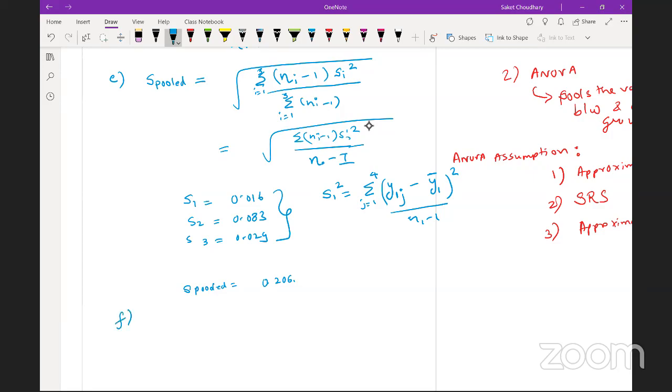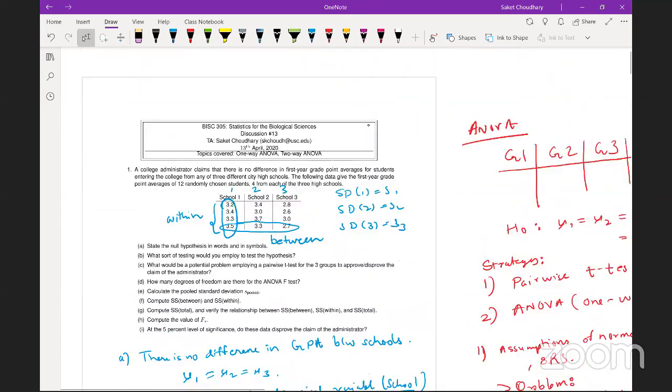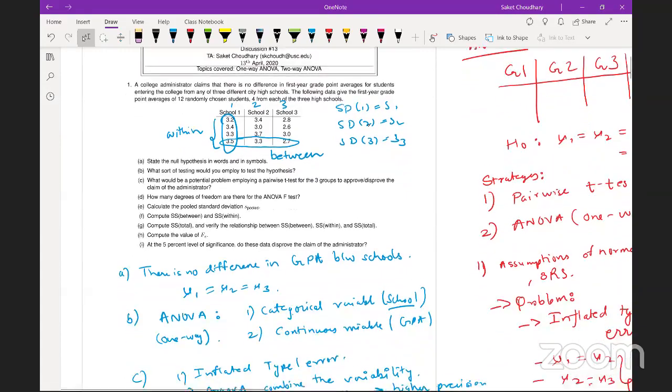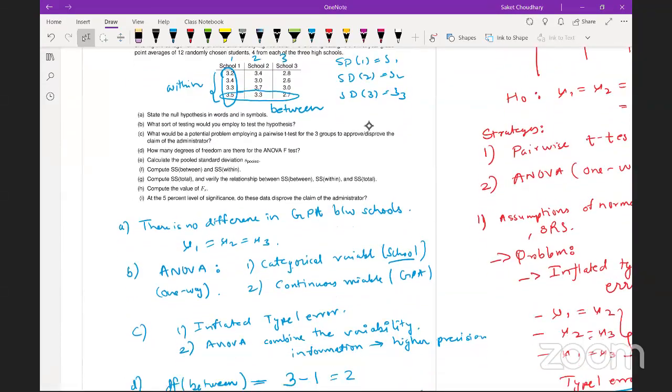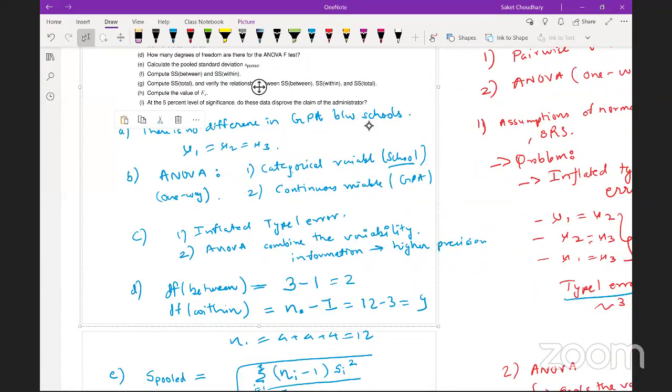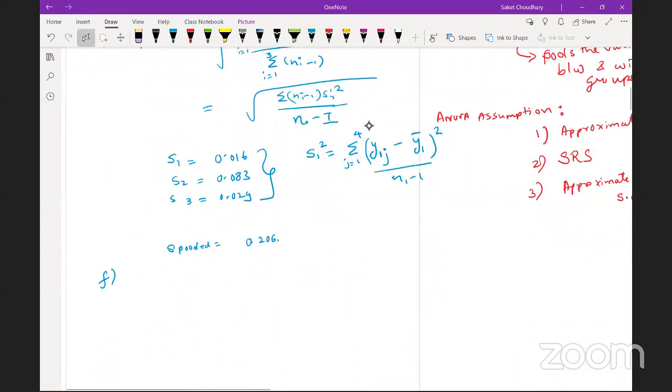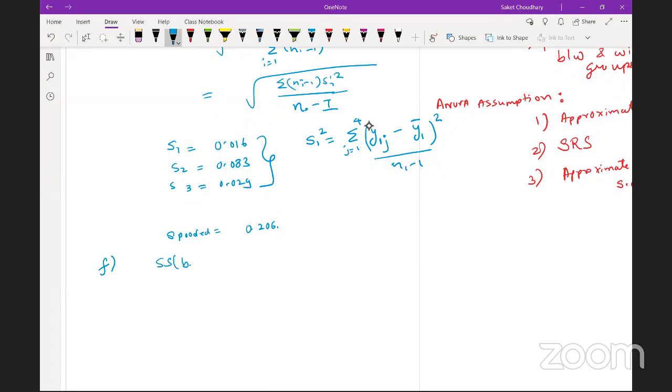Okay, we'll move ahead. Problem 4, F. You have to calculate SS between and SS within. What is SS between? SS between is the sum of the squares between the groups. Essentially, you will have access to the cheat sheet or the formula sheet. Let me first write it down and I'll explain how we reach there.